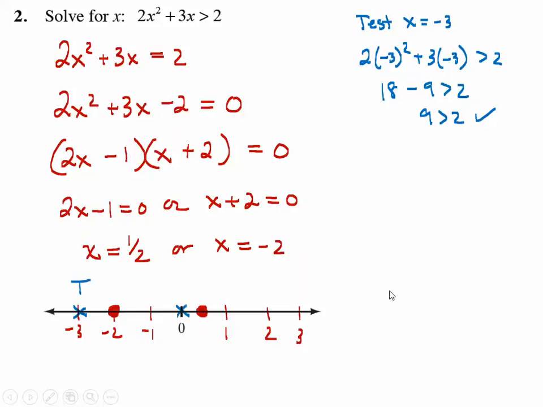Alright. If you can pick a 0, choose a 0. At this point, since the 0 is chosen, we're testing x equals 0. And the comparison is 0 greater than 2. I don't think so. That's a false statement.